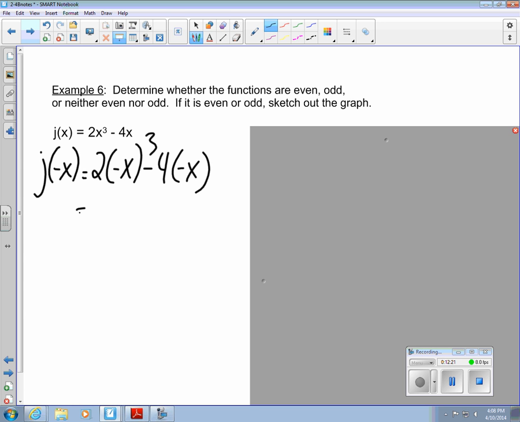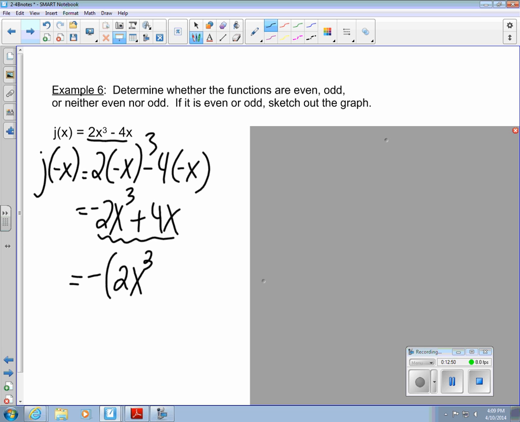So this is going to give us, any negative number cubed is a negative number. So we have negative 2x cubed, and then a negative 4 times a negative x gives us a positive 4x. All right, so if we try to take out a negative, because right now this doesn't look like our function, we're adding the two terms together and there's a negative out in front of the 2. So if we try taking out a negative, that gives us 2x cubed minus 4x. And if you'll notice, this looks like our f of x, and we have a negative out in front. So this is equal to negative f of x. So this tells us that our function is going to be odd.